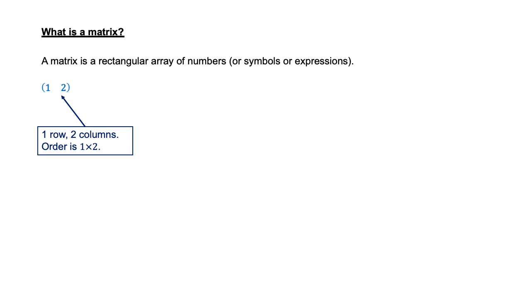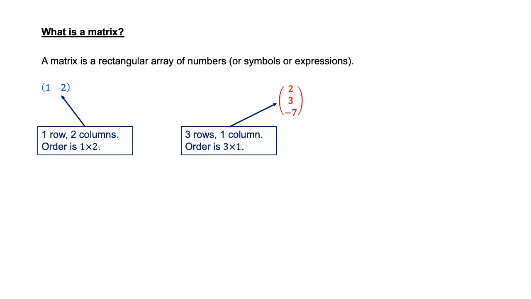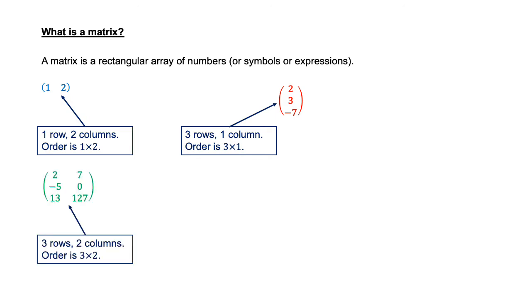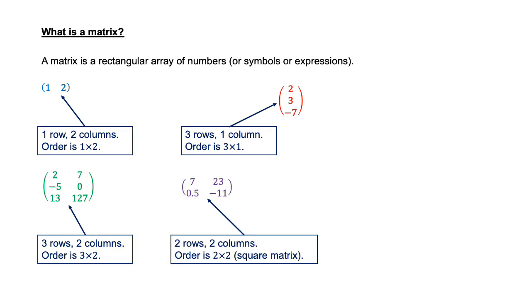So this has got an order of 1 by 2, so 1 row by 2 columns. Here's another matrix. This has got 3 rows by 1 column, so it's got an order of 3 by 1. Here we've got a 3 by 2 matrix, and this example is a 2 by 2 matrix. And note, all different numbers can be put in there, decimals, negatives, fractions as well. The key is it's just a group of numbers, as you can see here, in an array.